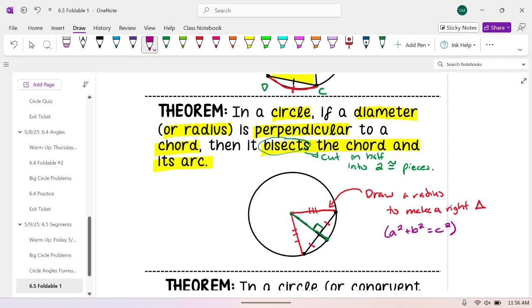Now, it's also fair to note that the radius also bisects the arc that the chord makes. So this little piece of the arc is the same as this little piece of the arc. So it bisects both the chord and the arc as long as the chord and the radius are perpendicular to each other or form that right angle.